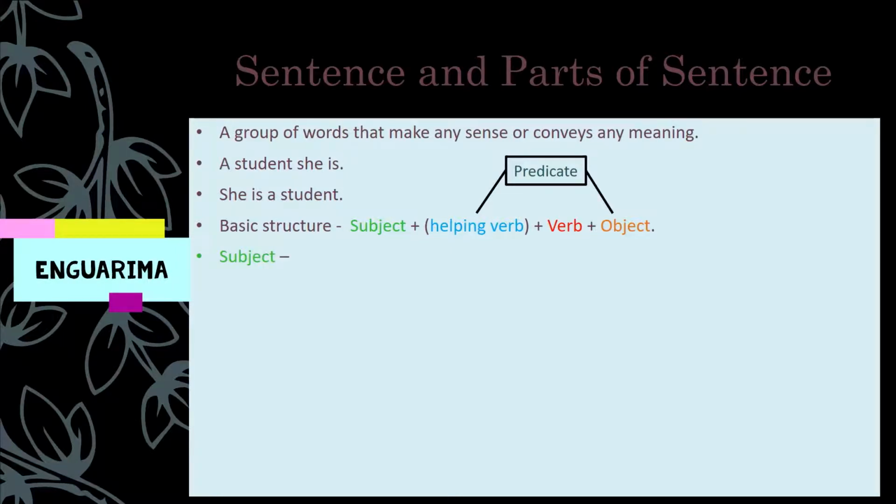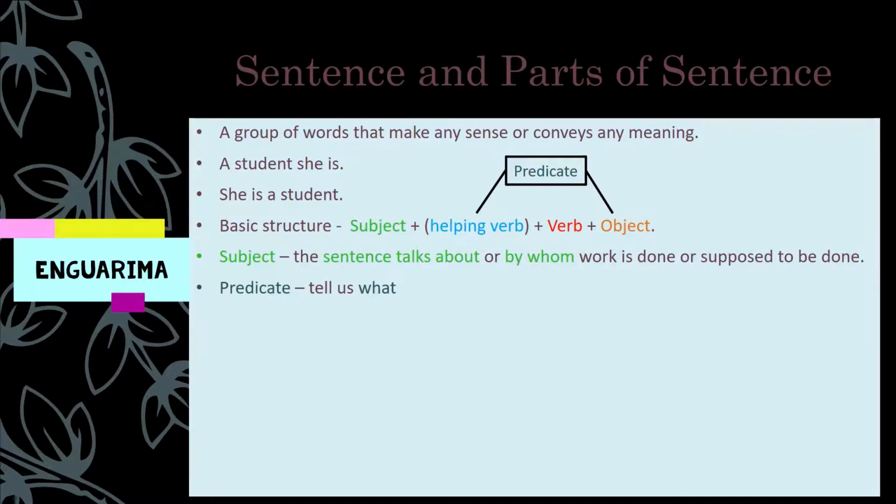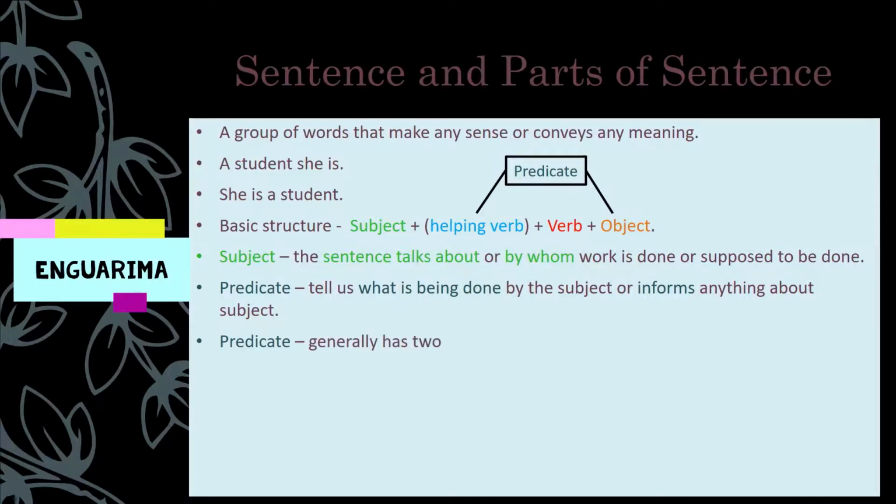So subject is a part of the sentence about which it will talk, or by whom work is done or supposed to be done. Then comes the predicate. The predicate will tell us about what is being done by the subject, or it will give us a piece of information, like in the previous sentence, she is a student. It is a piece of information about that person. Predicate generally has two parts, which are verb and object.